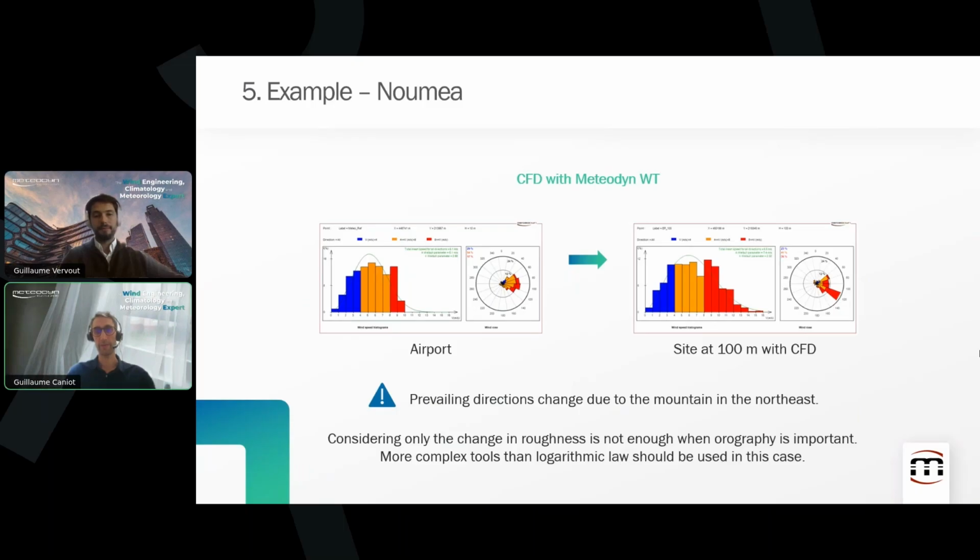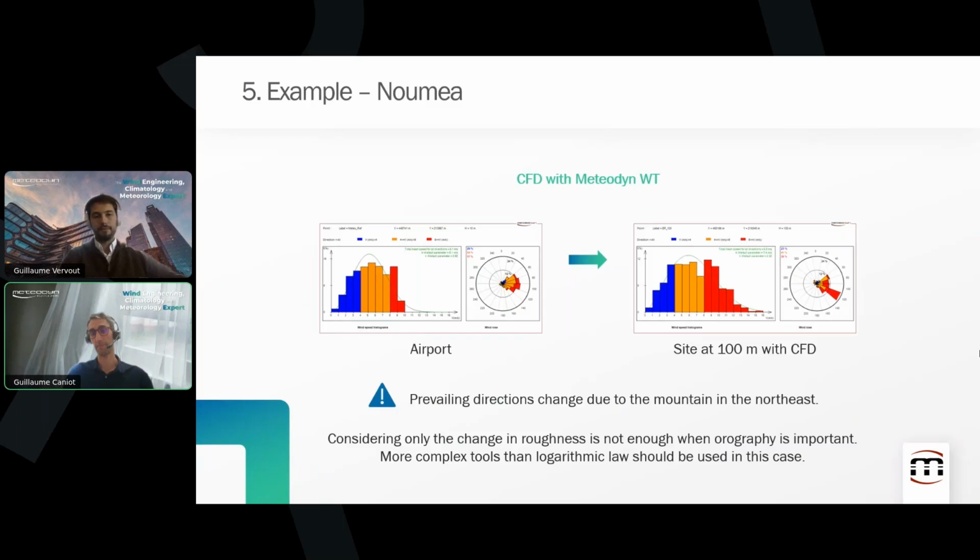Even then, we have another issue, which is that we have a very strong orographic effect. This time it was not simply a hill like in Paris, but a mountain effect. So if we compare what we have at the mast data, the prevailing wind was coming from the east. And now above my site, you see that the prevailing direction has changed because of the mountain effect.